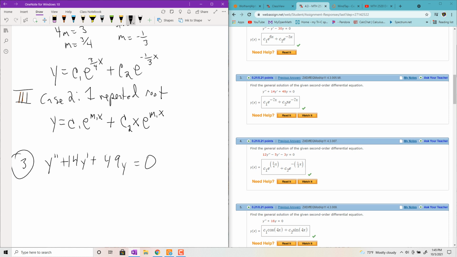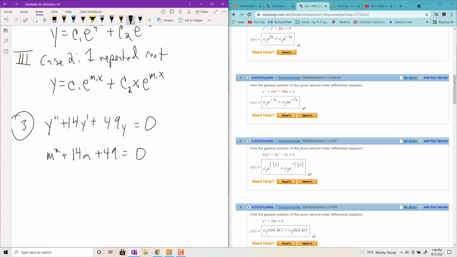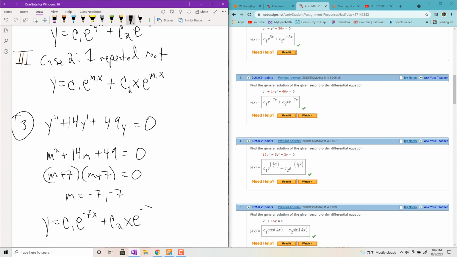This is a perfect square trinomial. Is that what they used to call those? Anyways, let's get our auxiliary equation. You just do it like you did before. The issue here is you won't have 2 answers, right? You'll just have one that's repeated. So if you factor it, m plus 7 times m plus 7 equals 0, so m equals -7, -7. In other words, -7 is repeated. So our general solution is y equals c1 e to the -7x plus c2 x e to the -7x.